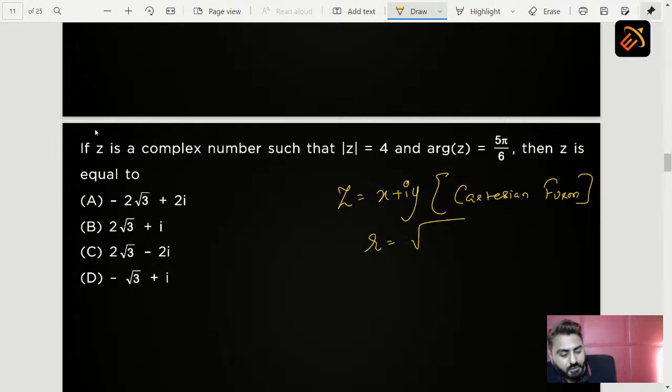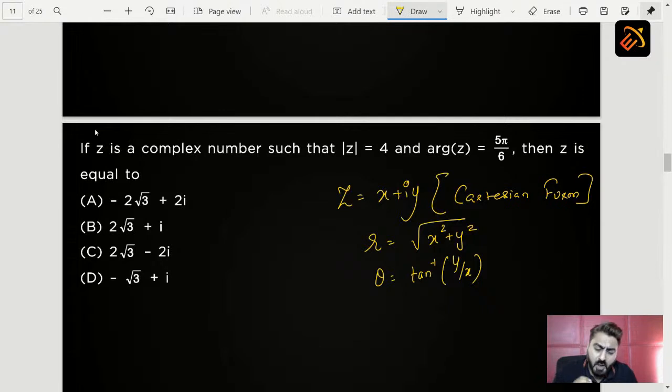So the radius is root of x square plus y square and I have to find theta. Now again students, the value of theta varies according to the given question, means it depends on which quadrant it lies in. But for now, what we will do is write a standard value: theta is tan inverse y by x. Correct? Now we have got theta, we have got r.